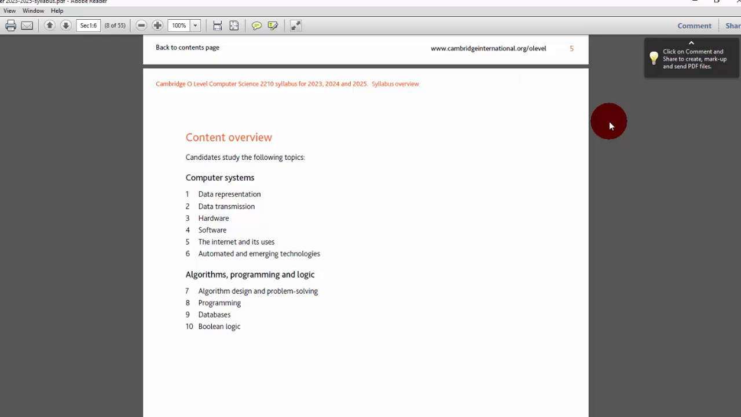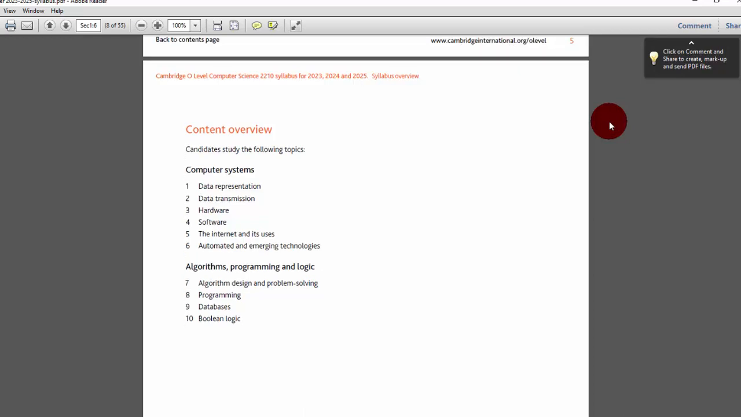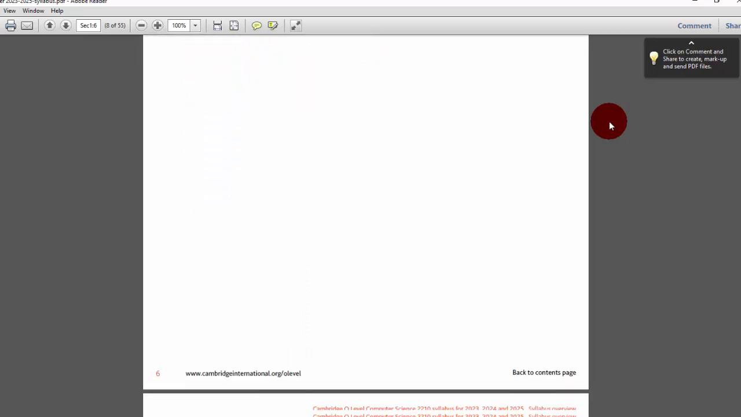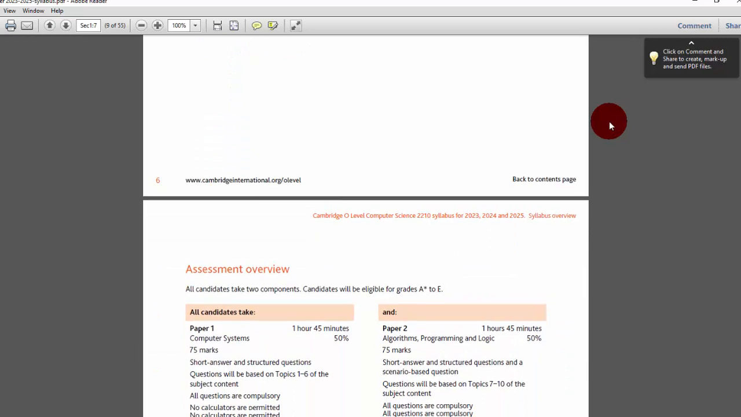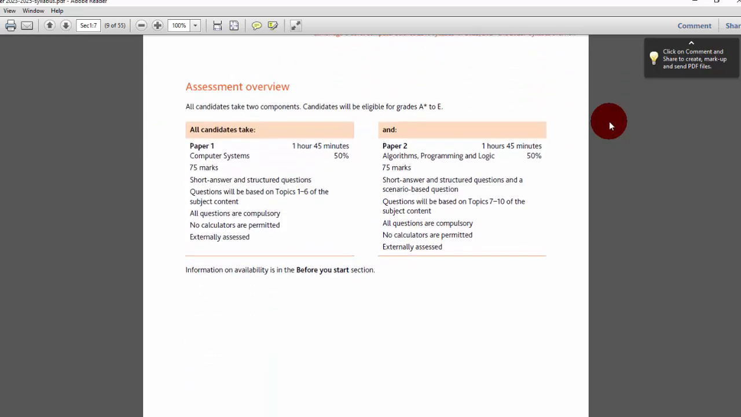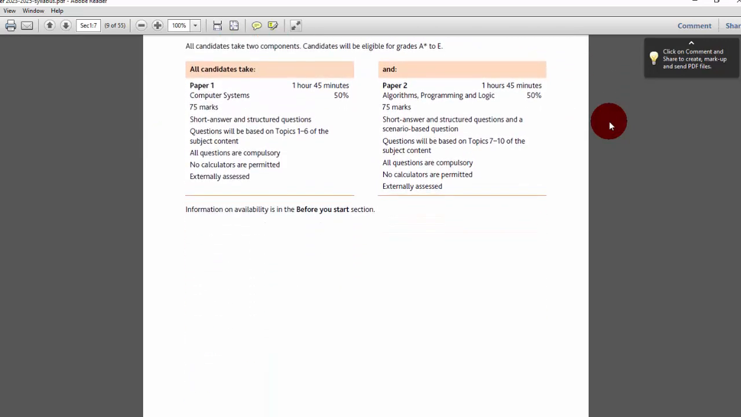As I told you, it is an updated version of the new syllabus, so a few topics have been updated and new topics have been added. All right, now first of all we compare paper 1 and paper 2. Paper 1 and paper 2 have a time duration of 1 hour 45 minutes. Both papers have the same weightage of 50%, and the same marks, 75. All questions are compulsory, right? There is no calculator permission, so whatever calculations students must do, they have to do manually.